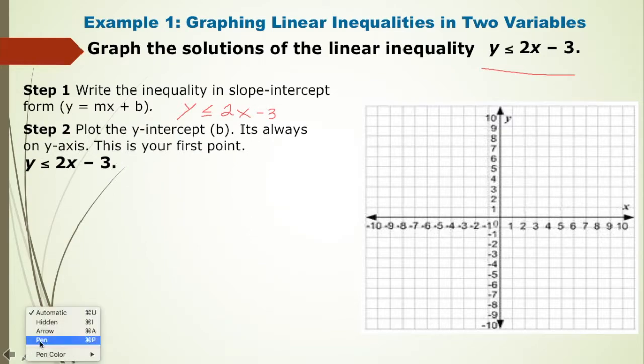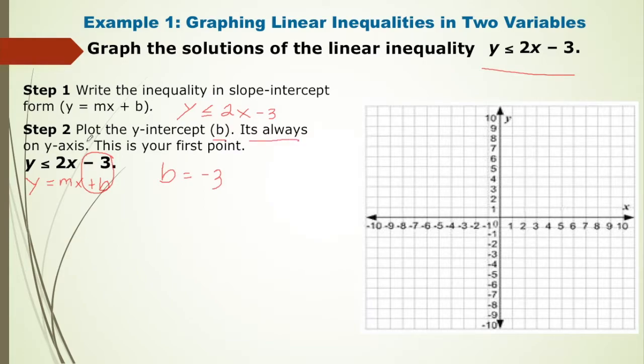For step number 2, we will identify the y-intercept first. So if this is our y equals mx plus b, where b is your y-intercept, therefore, your y-intercept, or b, is negative 3. So we will plot the y-intercept b, and remember, it's always on the y-axis, and that will be your first point. So let us plot. This is your y-axis, and negative 3 is here.